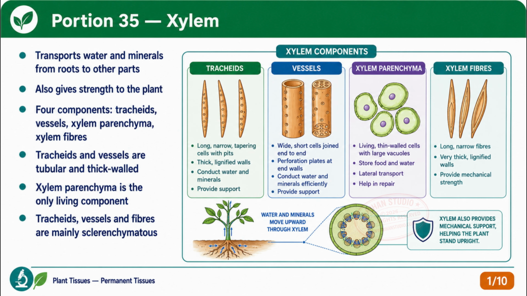Xylem. Xylem transports water and minerals from roots to other parts and also gives strength. It consists of tracheids, vessels, xylem parenchyma, and xylem fibers. Tracheids and vessels are tubular and thick-walled. Xylem parenchyma is the only living component. Tracheids, vessels, and fibers are primarily sclerenchymatous.